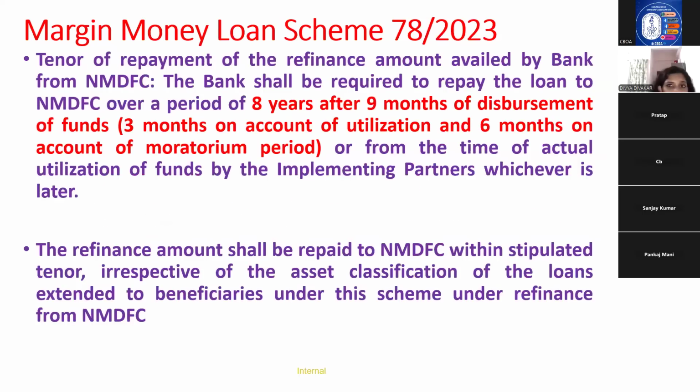Tenor: the bank is supposed to repay the loan over a period of 8 years after the 9 months of disbursement of funds. 3 months on account of utilization, and 6 months on account of moratorium period. And this refinance amount shall be repaid to the NMDFC by the bank irrespective of the asset classification and all.